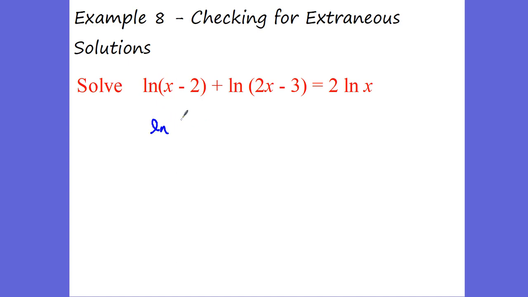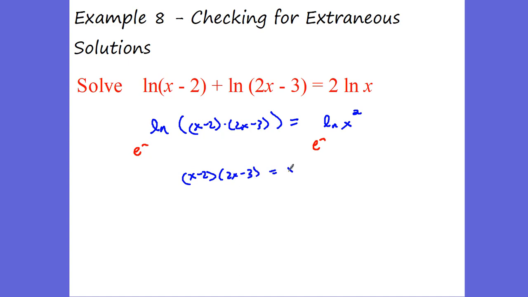So we have natural log of x minus 2, and what is adding? Adding is the same as multiplying. 2x minus 3. Okay, equals 2 natural log of x, or you could call that natural log of x squared when you condense it together. Now you can do e to the both sides because you've condensed it as well as you have had. And so that cancels them out. And now we're left with x minus 2 times 2x minus 3 equals x squared.